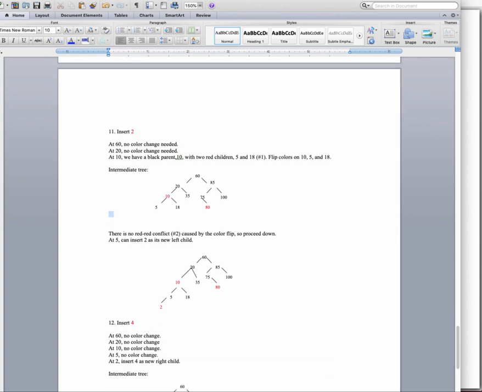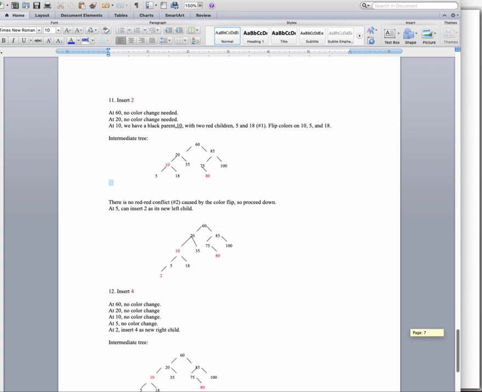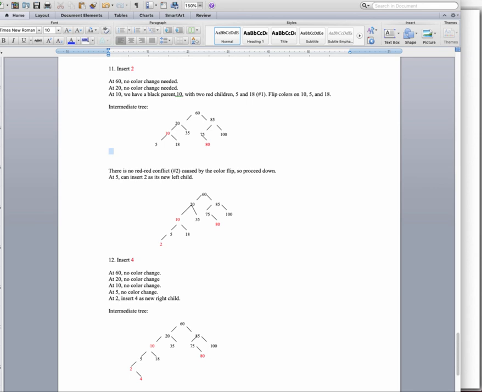Now I'm asked to insert a 4. There's no violation. There's no violation. Over here, there's no violation. I come over here. I'm still going to go to the left. And now I'm going to come down here. So there's going to be a 4. There's going to be a violation because I'm going to have a red violation. You can see it's right there.